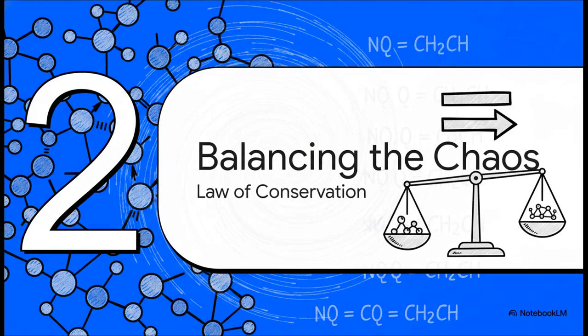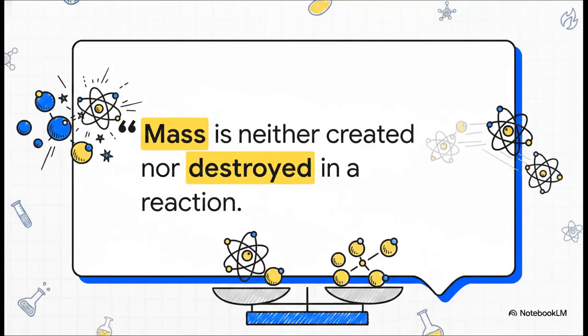All right, moving on to Section 2, Balancing the Chemical Chaos. Okay, so now that we've actually found a reaction, we've got to write it down as an equation, but it has to obey an absolute rule of law, summarized perfectly by Antoine Lavoisier. Mass is neither created nor destroyed in a chemical reaction. This is the law of conservation of mass.